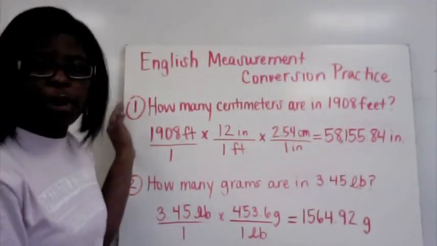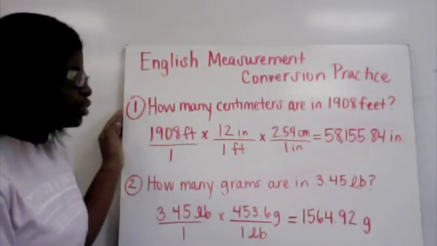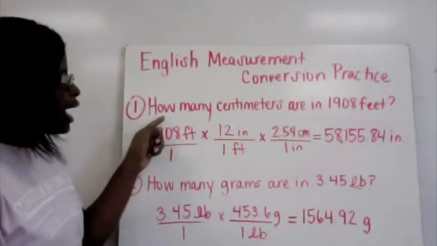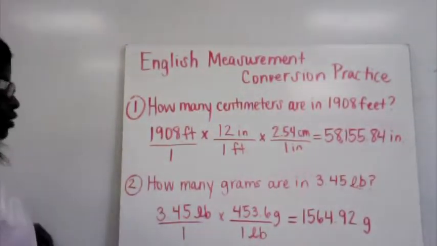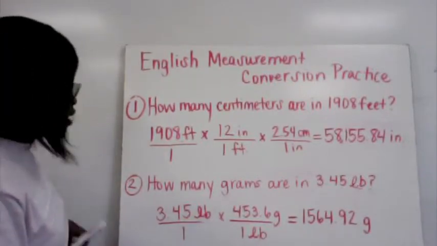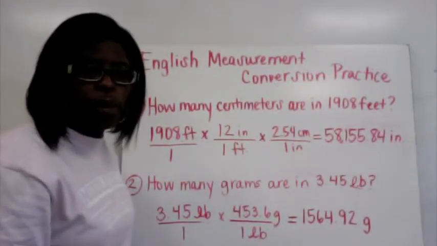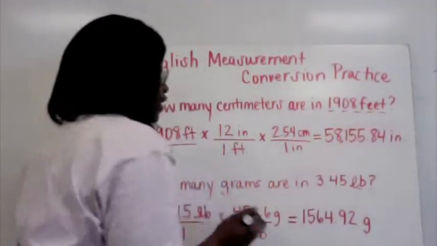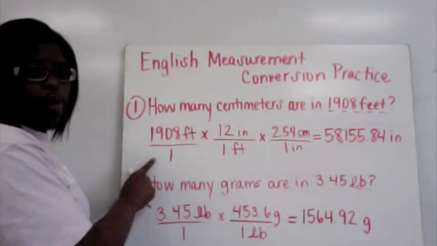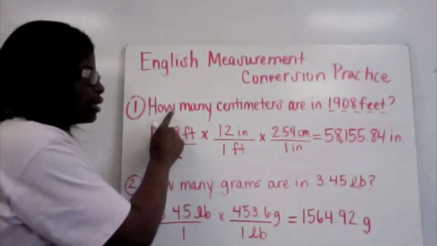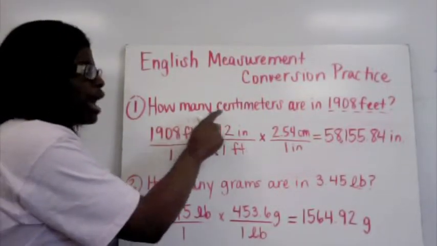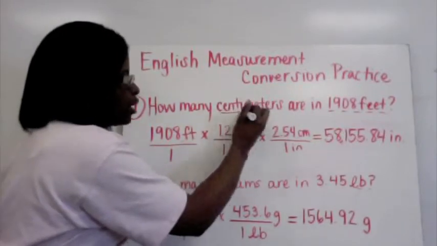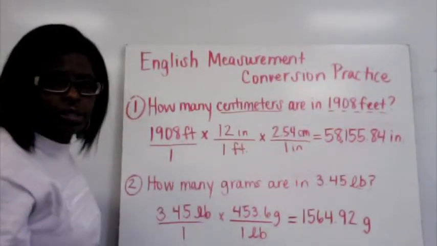We're going to start practicing conversions with our English and metric systems. The question is, how many centimeters are in 1,908 feet? In order to do this, you always start with what it gave you, which was 1,908 feet. We set that up over 1, which is our placeholder. Then go back to the question. It's asking you how many centimeters, so you underline centimeters because that's what we want our answer in.